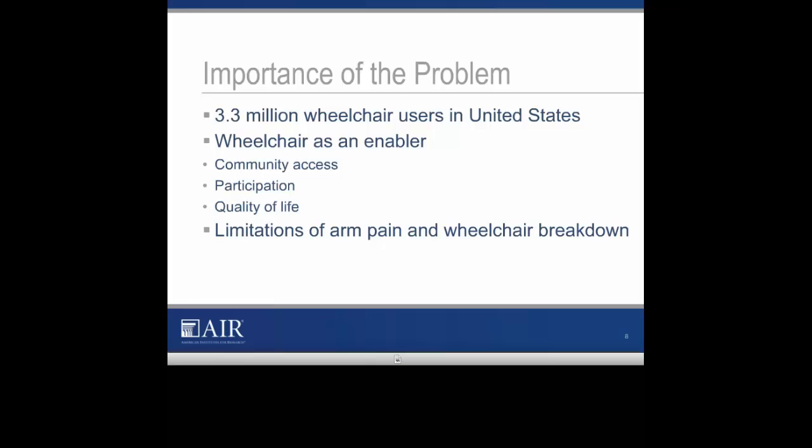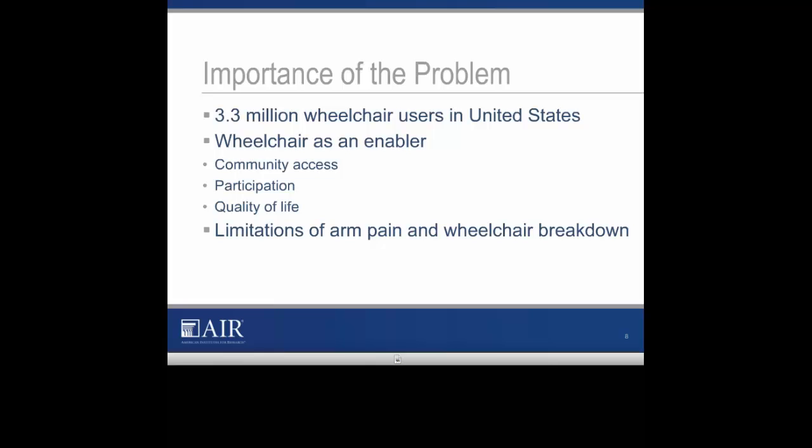So there are about 3.3 million wheelchair users in the United States, and they represent a pretty extensive range of disability groups, including spinal cord injury, multiple sclerosis, spina bifida, and lower limb amputations. It's believed that the wheelchair is likely the single most enabling technology a clinician can provide. It provides the user access to the community, it can increase participation, and it can also positively impact quality of life. Unfortunately, this impact is compromised when it can't be used secondary to pain or injury in the user's upper limbs, or if the wheelchair itself isn't working.